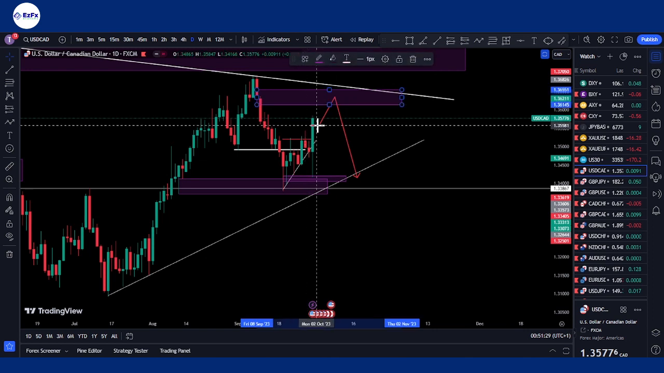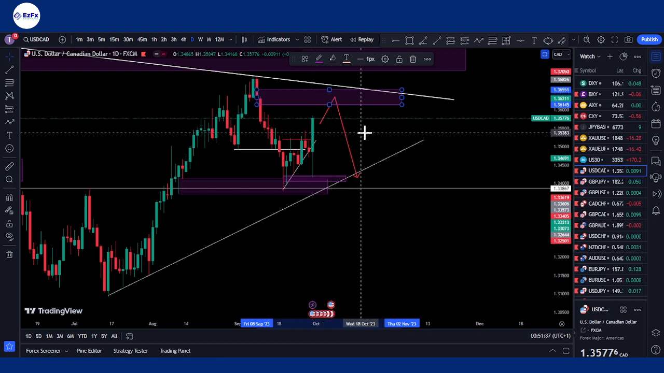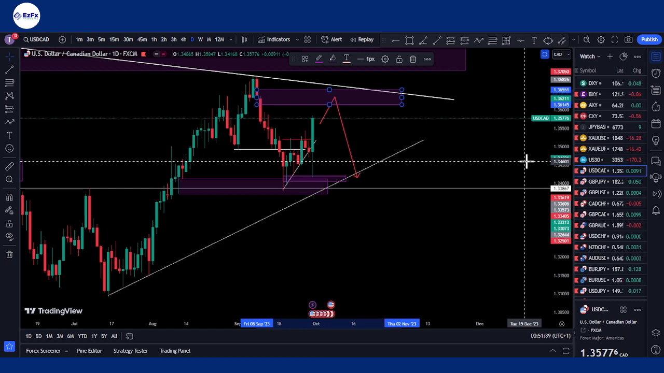Overall my bias would be for us to get sells on USD CAD, but for the early days of this week we can just see that short buy, then we get ourselves from there. So I hope that is clear for USD CAD.